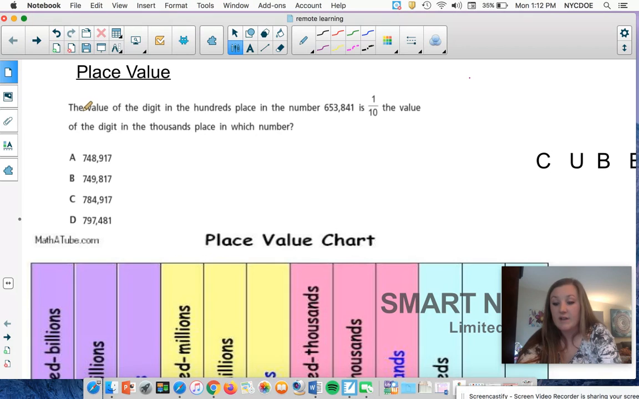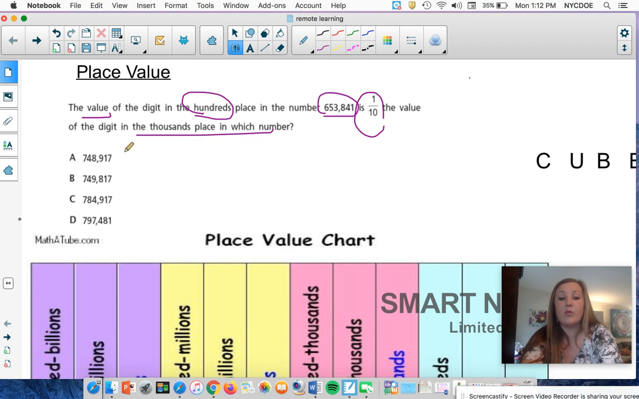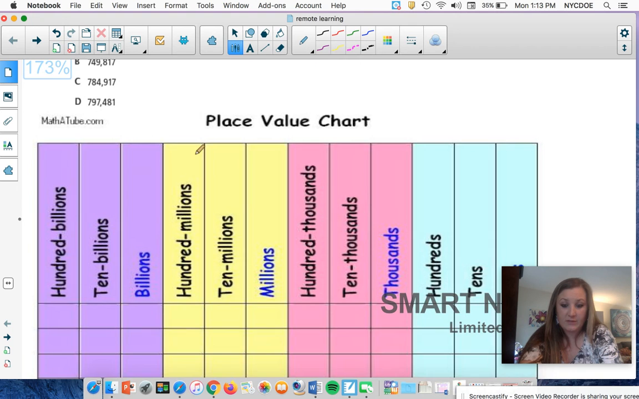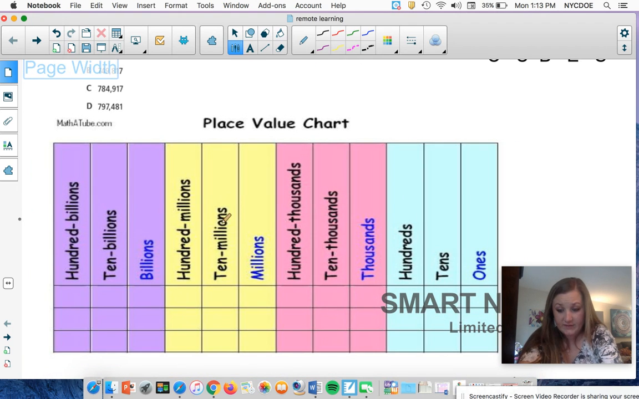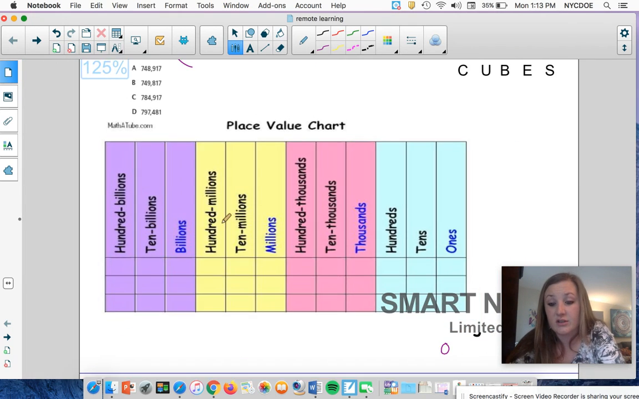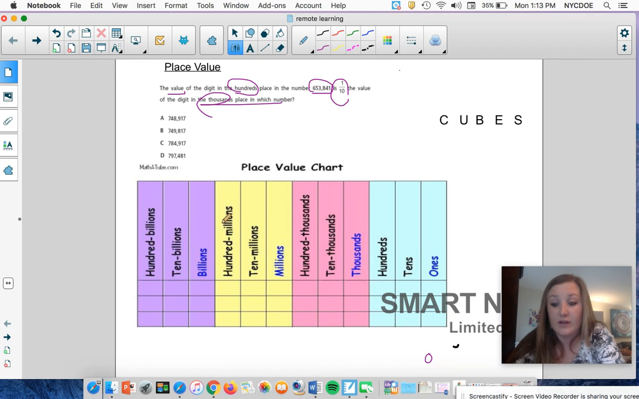Place value. Let's read the question. The value, so we want to know the value of the digit in the hundreds place. I'm going to circle that. In the number 653,841 is 1/10 the value of the digit in the thousands place in which number? How do I figure this out? Well, first I'm going to say I have to plug my number into my place value chart and see where each digit lies with its relationship and value. So I have the number.